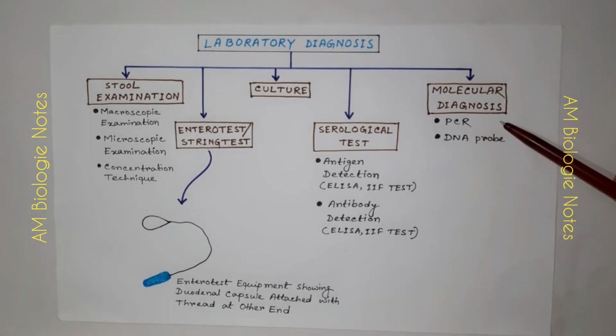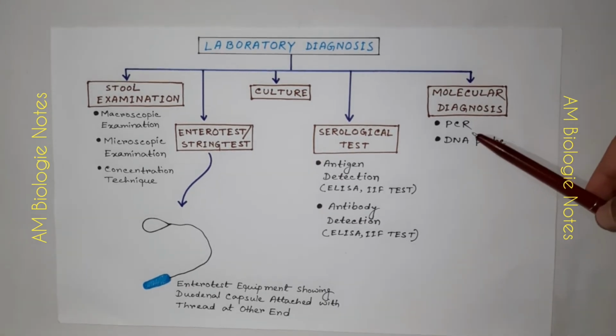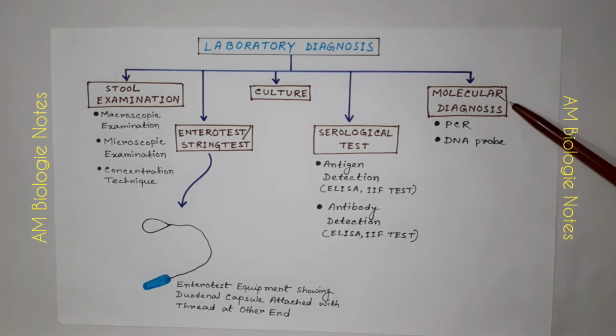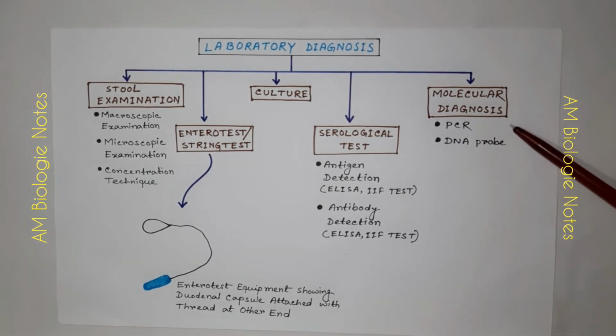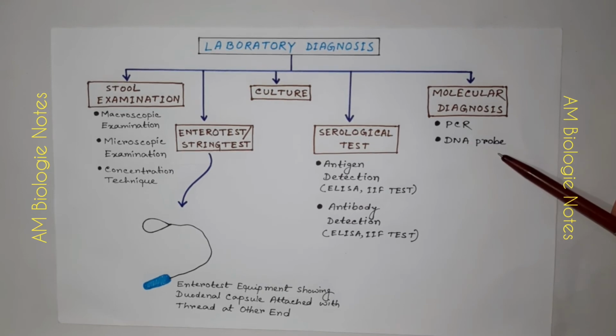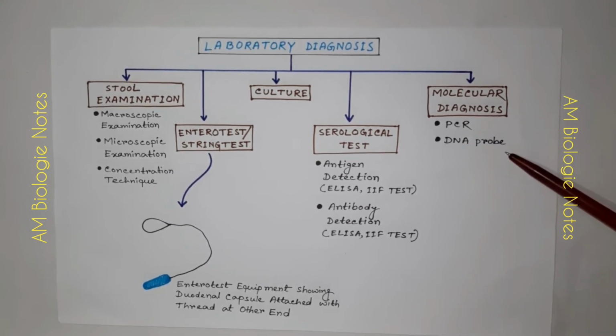Molecular diagnosis. Detection of Giardia nucleic acid by PCR or by gene probes is highly sensitive and specific. It is used to detect the parasites in water samples or to genotype the isolates from various mammalian hosts.